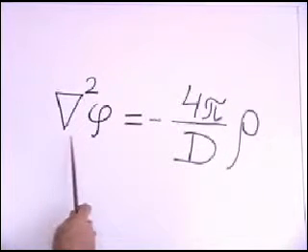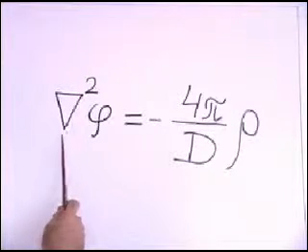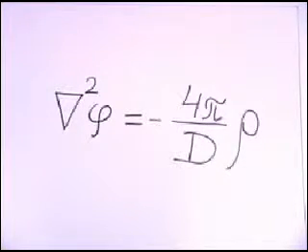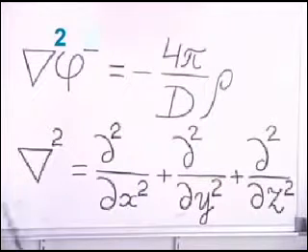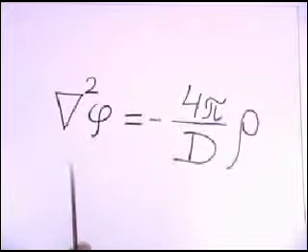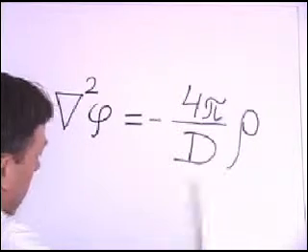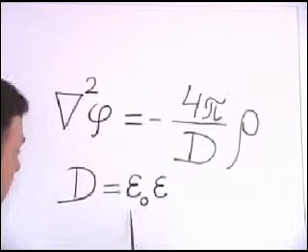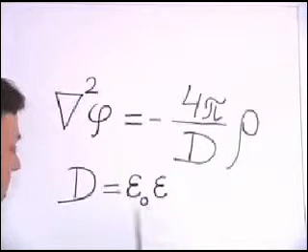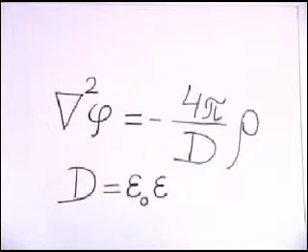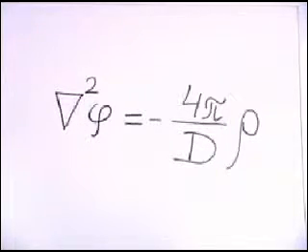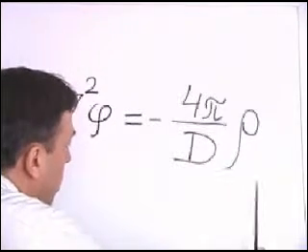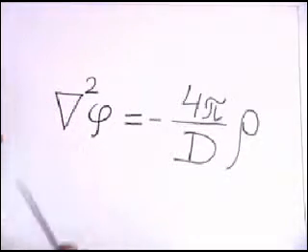where nabla square or del square is the so-called Laplace operator. This is a differential operator of the second order. Phi is the potential, ε is the absolute permittivity, where ε0 is the permittivity in vacuum and ε is the relative permittivity, the so-called dielectric constant. And ρ is the density of the charges that cause the potential phi.